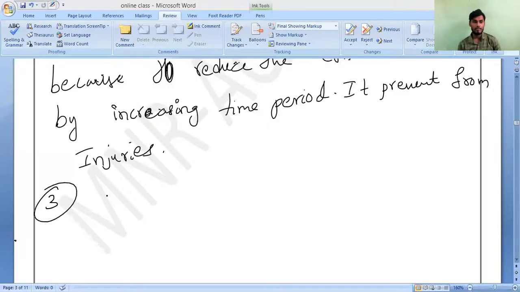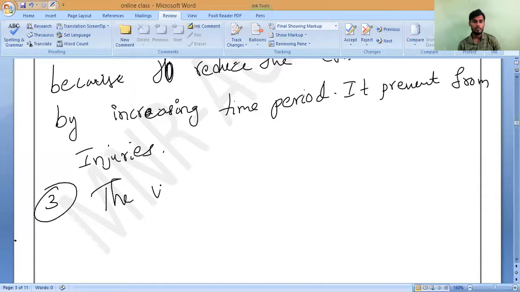So that is the third application: the use of seat belts in cars. Write it. The use of seat belts in cars. All of you, the use of seat belts in car.